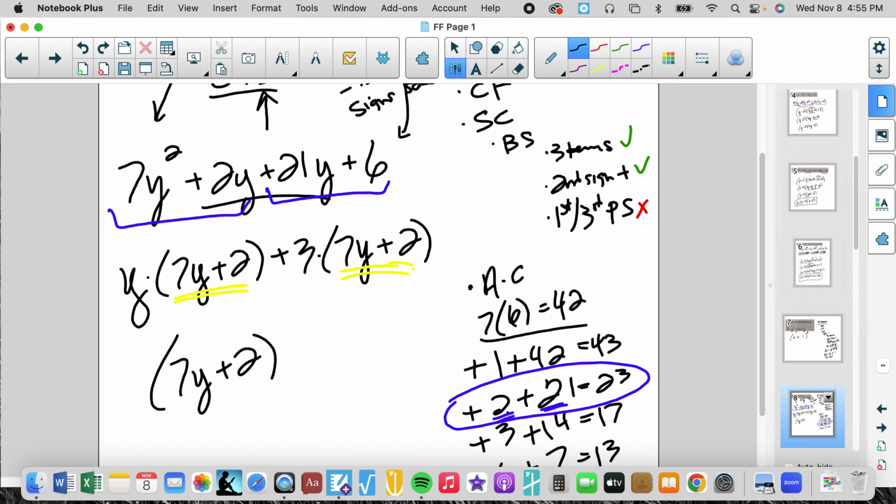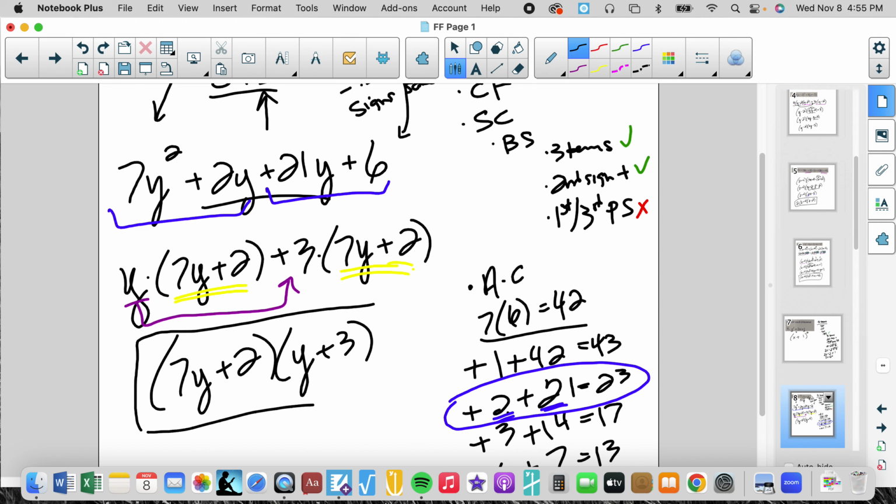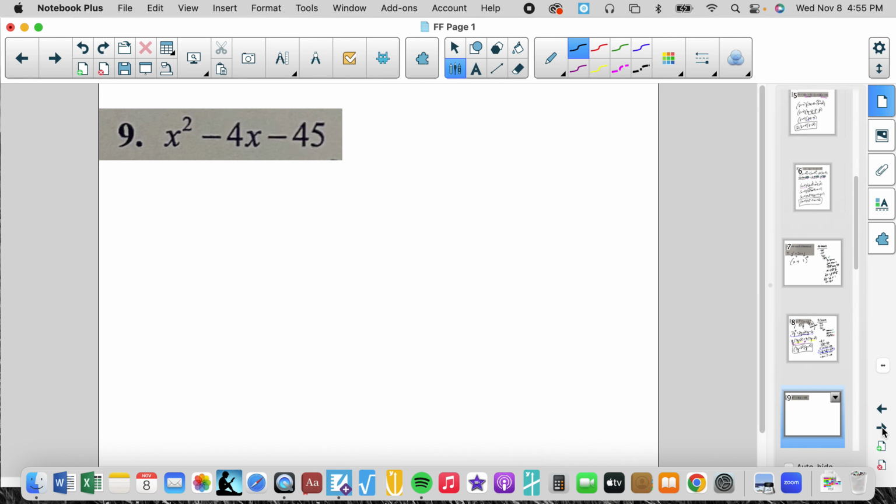When we factor it out, what does it leave us with? It leaves us with y plus 3. And that is the answer factored. The next one, so we see it's 3 terms.